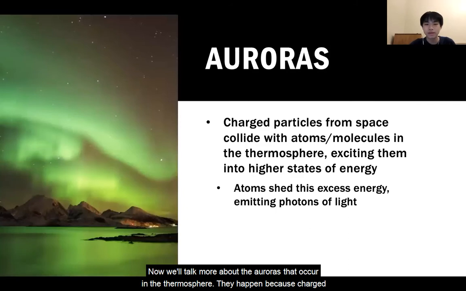So they happen because charged particles from space collide with some of the atoms or molecules in the thermosphere, and this excites them into higher states of energy. And when these atoms or molecules shed this excess energy, they emit photons of light, which result in the auroras that we see at the top of the northern hemisphere or the bottom of the southern hemisphere.